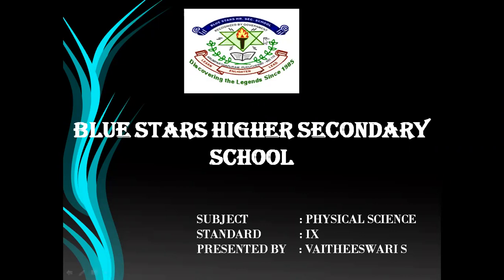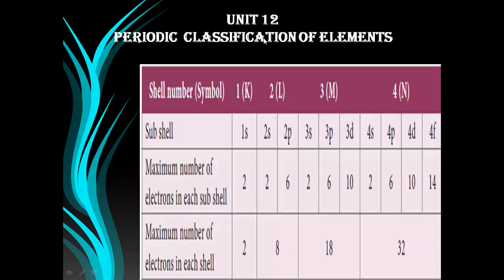Yesterday we discussed the modern periodic table. The modern periodic table was proposed by Henry Moseley. He arranged the elements in increasing order of the atomic number.